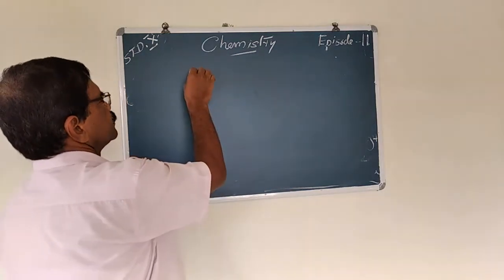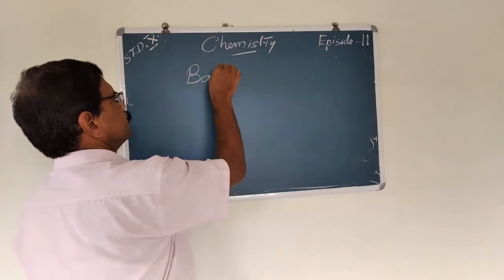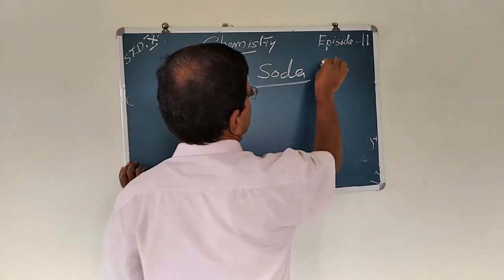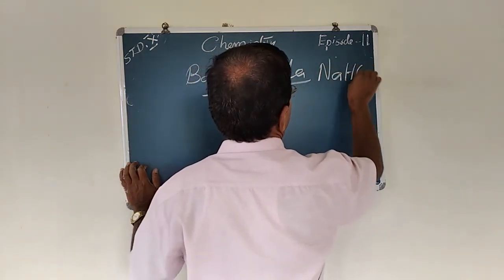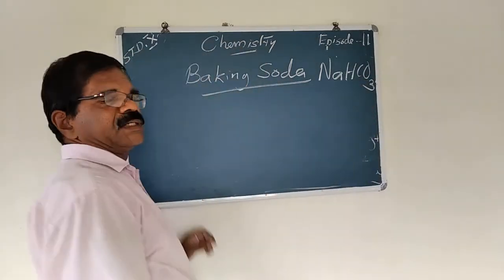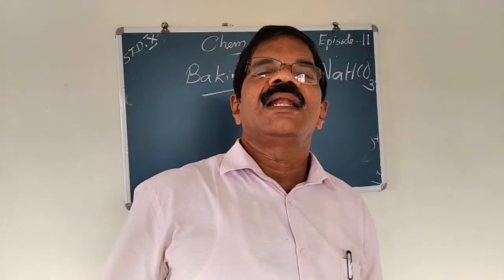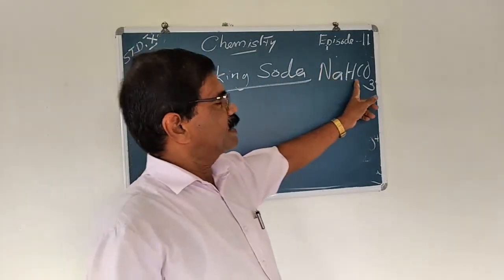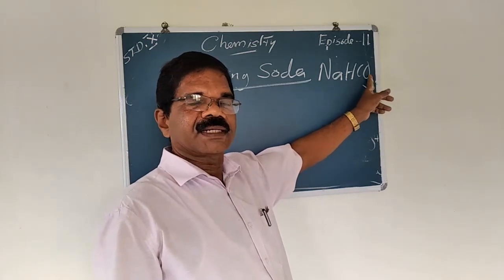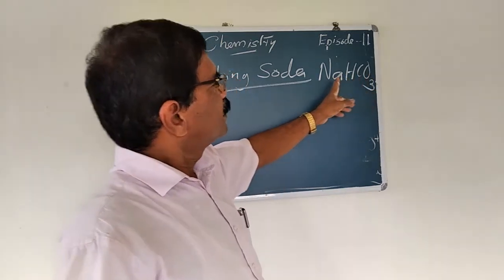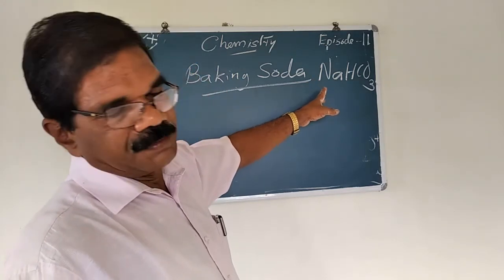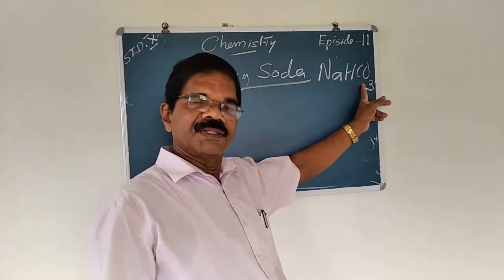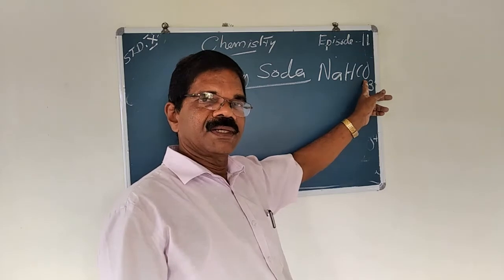baking soda. Its common name is baking soda. Chemical name is sodium hydrogen carbonate. And its chemical formula is NaHCO3. How is it prepared?